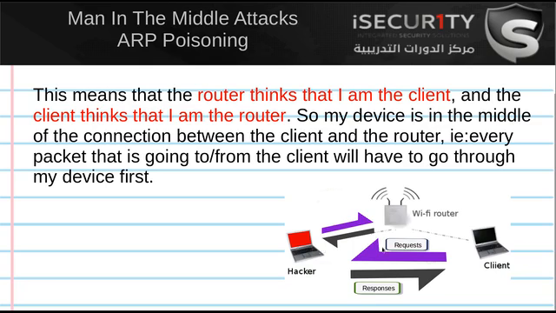So that's the basic principle of man-in-the-middle and ARP poisoning. Basically, we're going to tell the client that we are the router, and then we're going to tell the router that we are the client. This will put us in the middle of the packet flow between the client and the router, and all the packets will start flowing through our device. Then we can read the packets, modify them, or drop them.